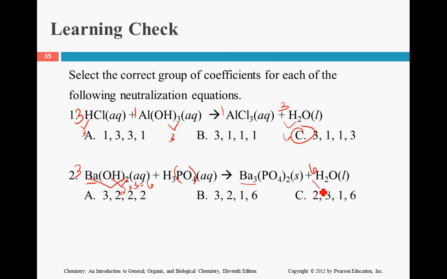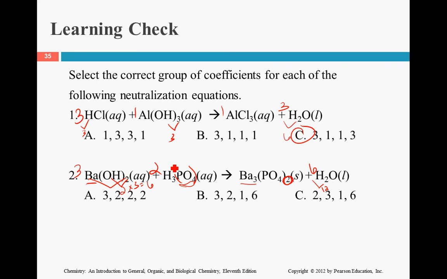If we look at the hydrogens, I have 12 here. But I notice on the right hand side I have it in 2 different places. I have 6 here and I have 3 here. So because I have it in 2 different places, I'm going to actually save that one till the end. I don't want to jump the gun. Let's go to the phosphates. We have 1 here. We have 2 of them here, so I'm going to multiply this one by 2.